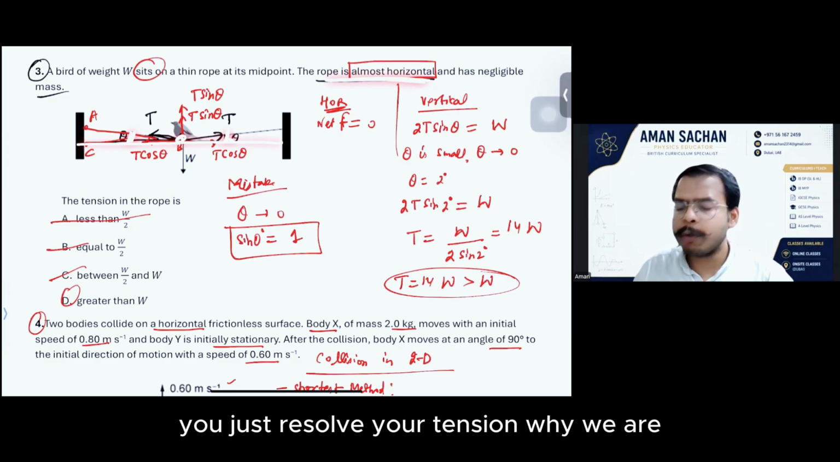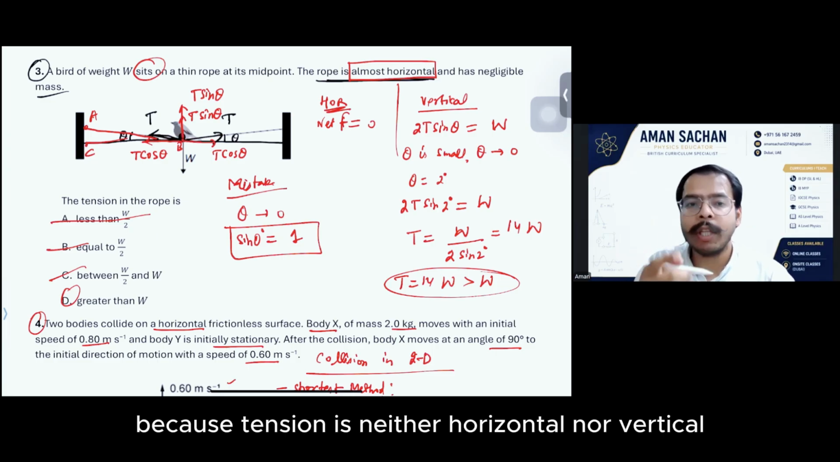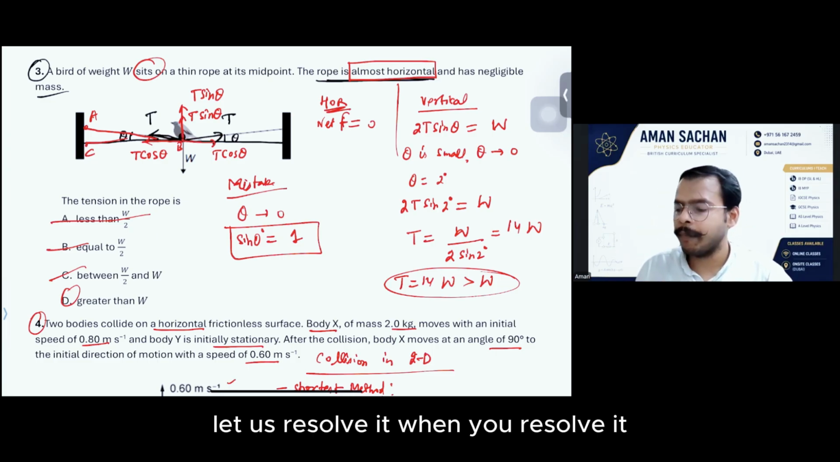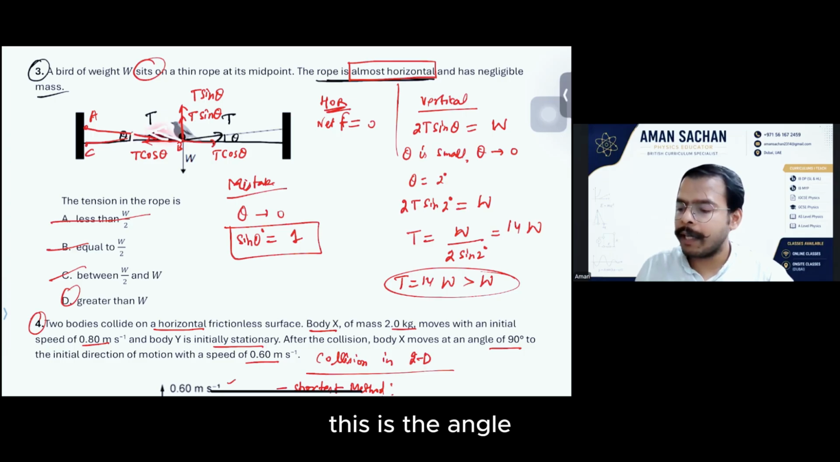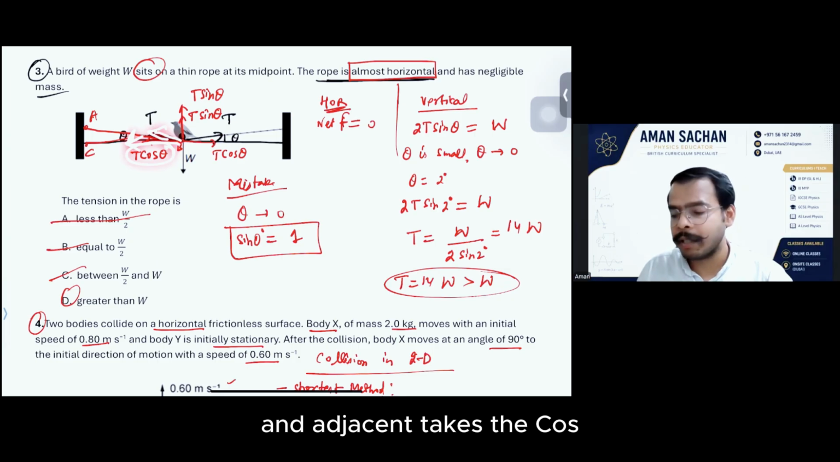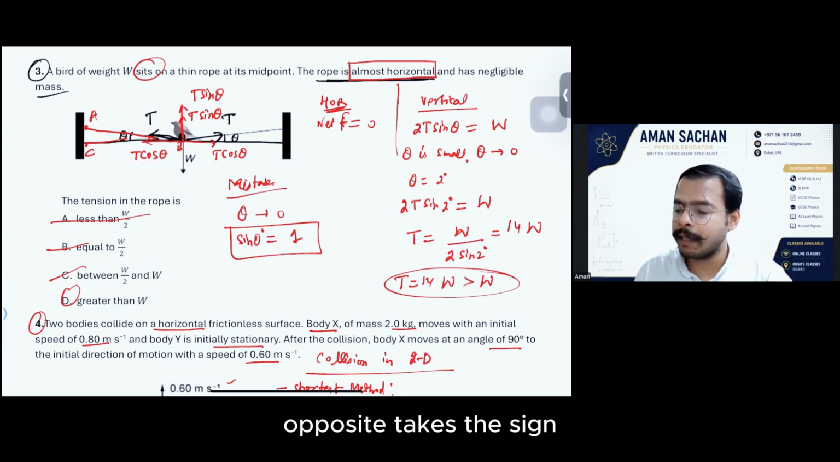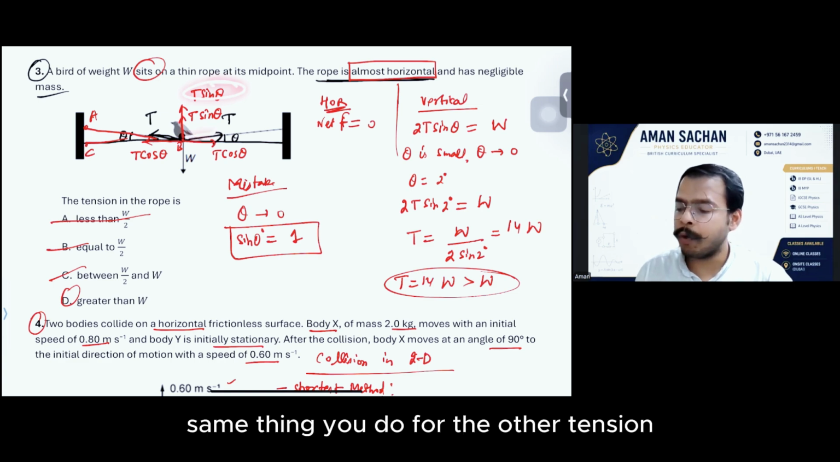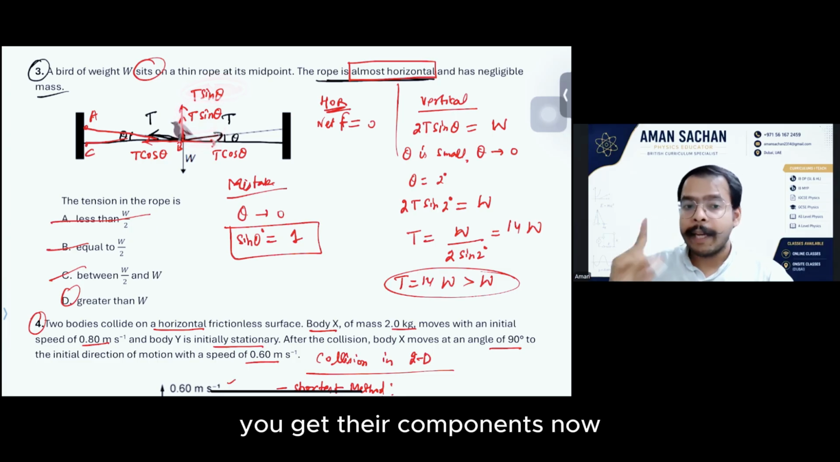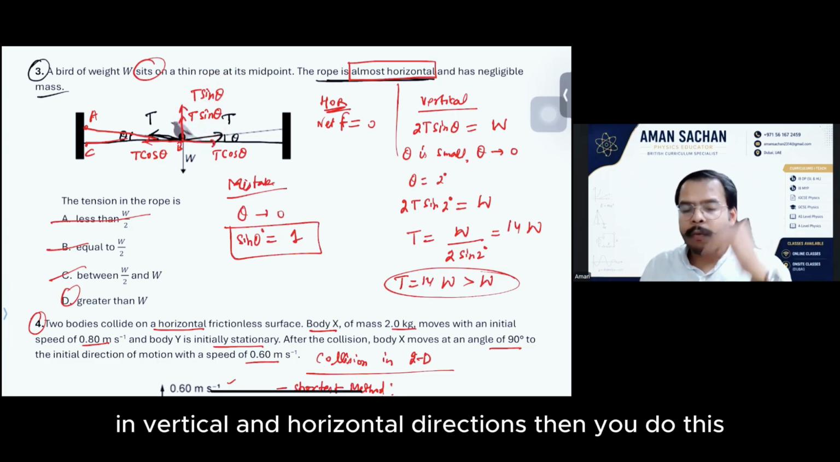Now what is going to happen? You just resolve your tension. Why are we resolving? Because tension is neither horizontal nor vertical. Let us resolve it. When you resolve it, this is the angle. So the component with the angle becomes adjacent, and adjacent takes the cos. And the component without the angle becomes opposite. Opposite takes the sine. Same thing you do for the other tension, which is on the right side. You get their components. Now, once you get all the forces in vertical and horizontal directions, then you do this.